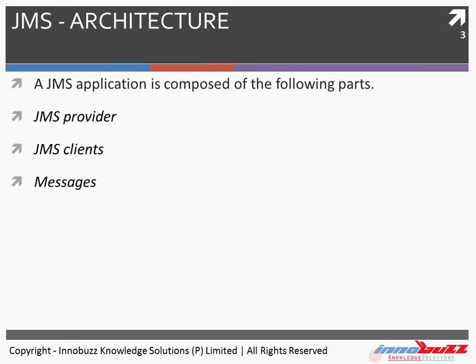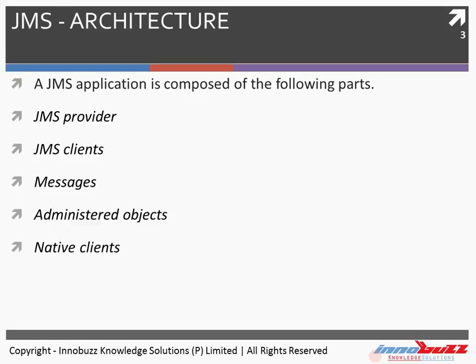Messages are the objects that communicate information between JMS clients. Administered objects are pre-configured JMS objects created by an administrator for the use of clients. The two kinds of administered objects are destinations and connection factories.